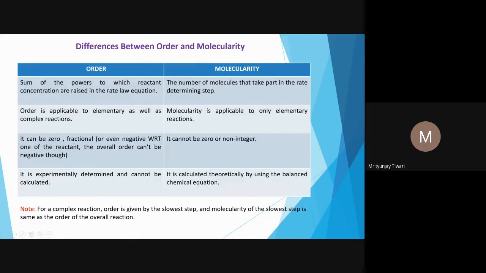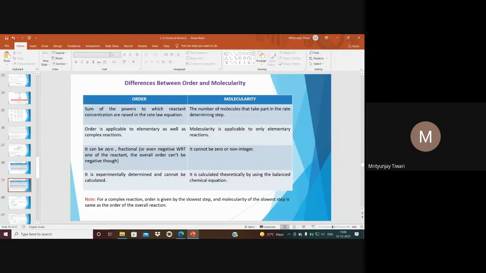Order can be zero, fractional, or even negative with respect to one of the reactants. The overall order can't be negative though. So for any one reactant, one can see the order can be negative, fractional, or even zero.